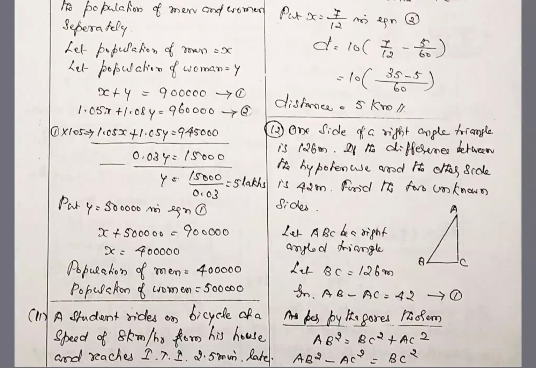First equation: suppose BC is equal to 126. You take any one side. And another condition, AB minus AC is equal to 42. AB and AC are the only ones in question.